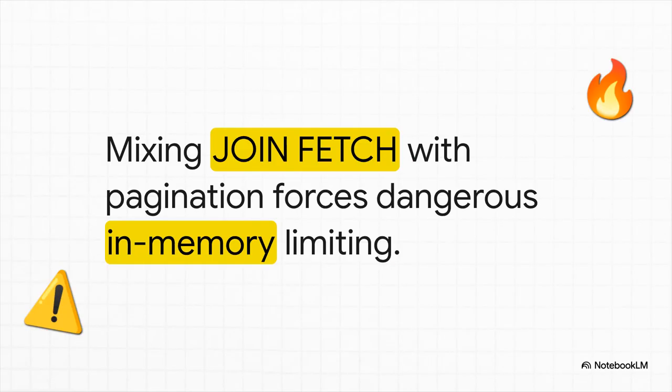But hey, here is a massive warning you need to hear. If you mix a join fetch on a collection with pagination, you are playing with fire. Hibernate literally cannot translate a SQL limit correctly when a join fetch multiplies the rows. So what does it do instead? It dangerously fetches all the data into memory and then applies the limit in Java. If you have a large table, this is a massive out-of-memory risk just waiting to happen. You absolutely have to use a 2-query approach or key-set pagination instead.